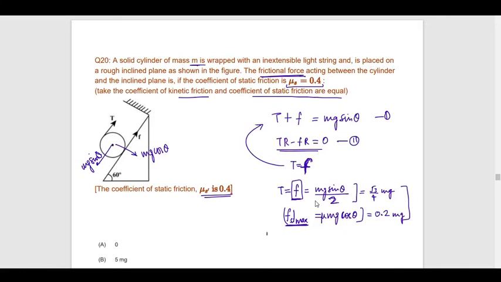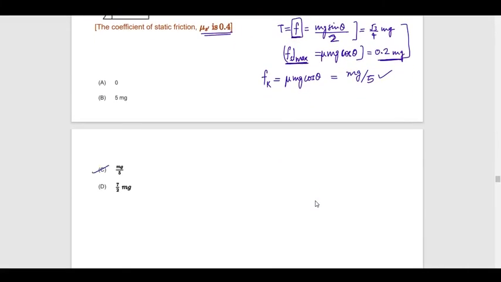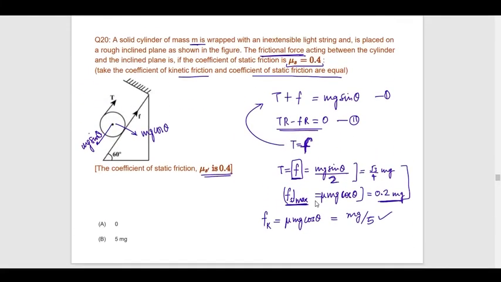If it is not in static condition, then the value of friction should be of kinetic type, and that must be equal to mu mg cos theta, which is equal to 0.2 times mg, or mg divided by 5. So this is your answer. And by the look of it, I think option C appears as the correct answer.